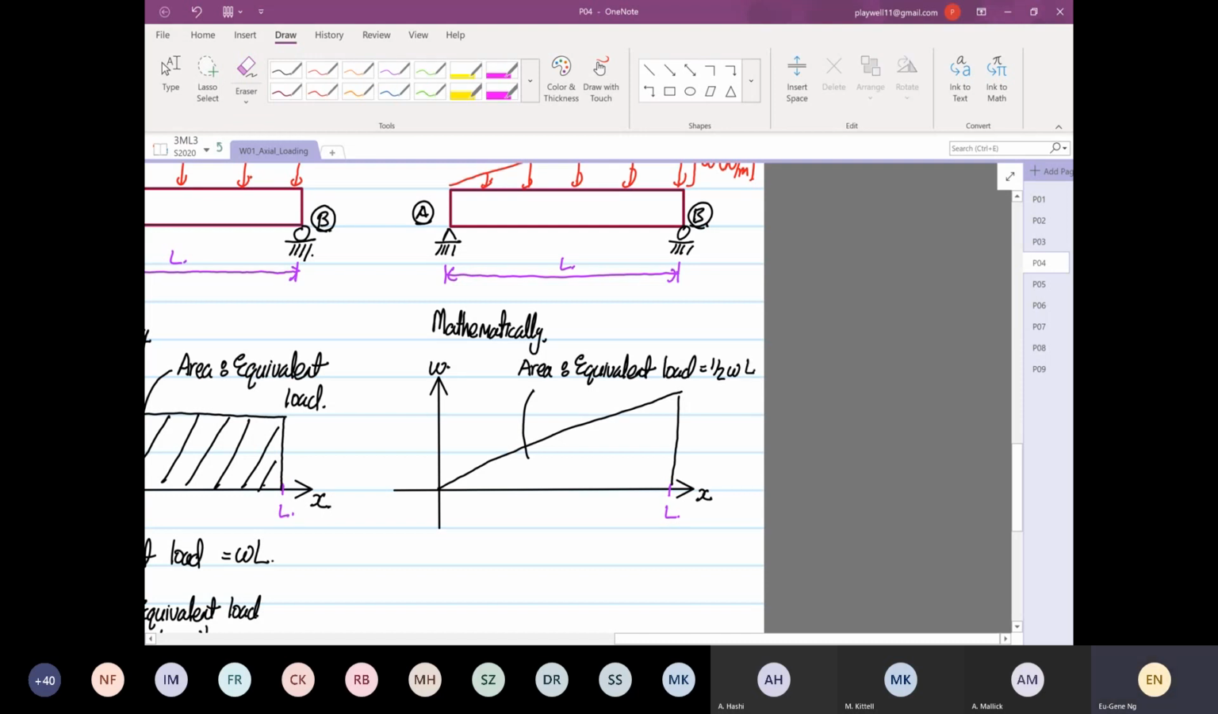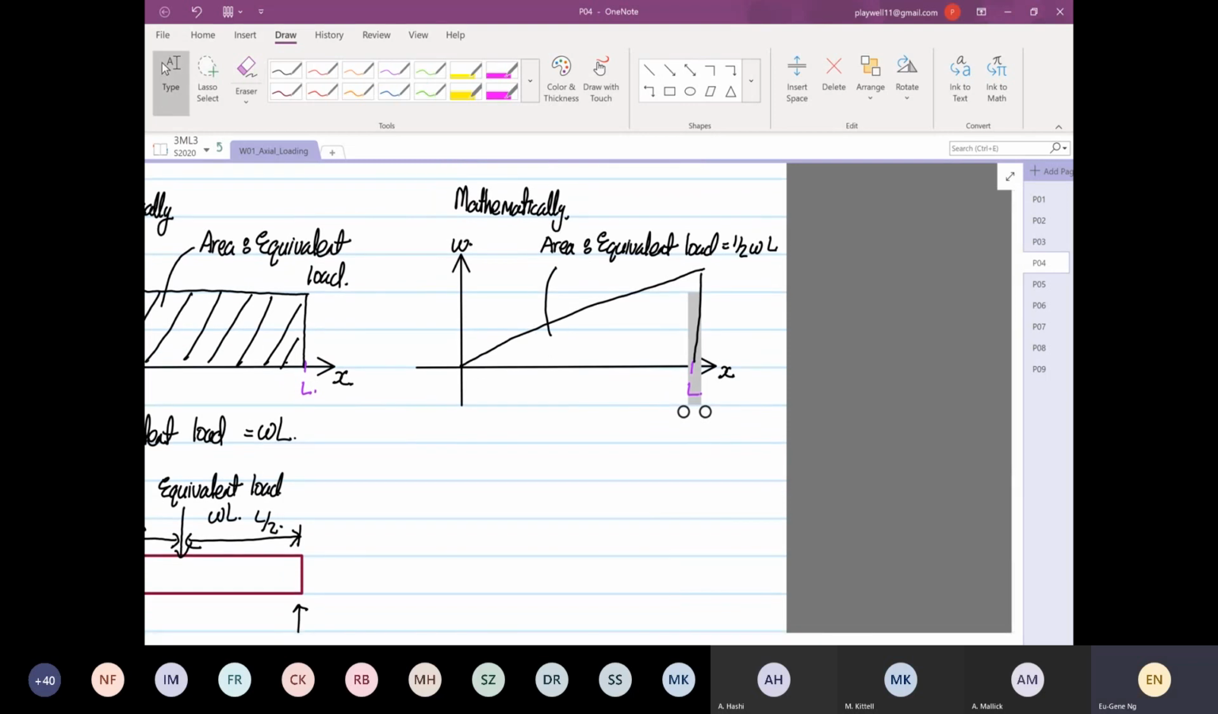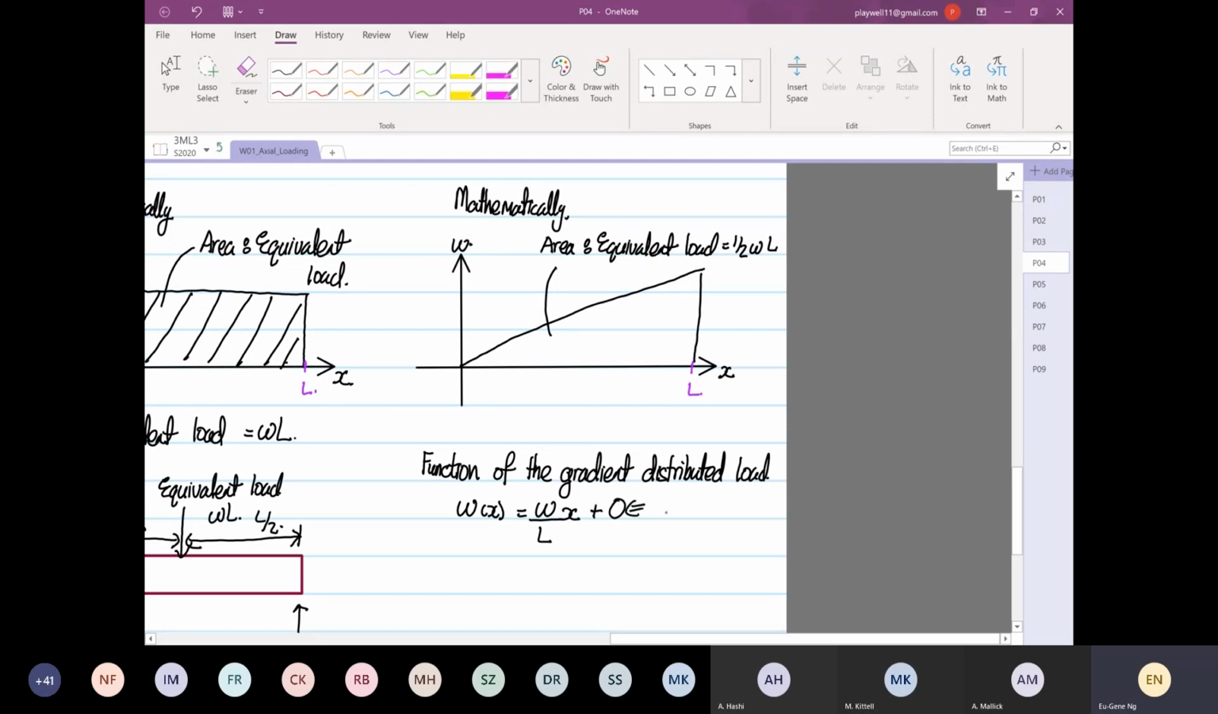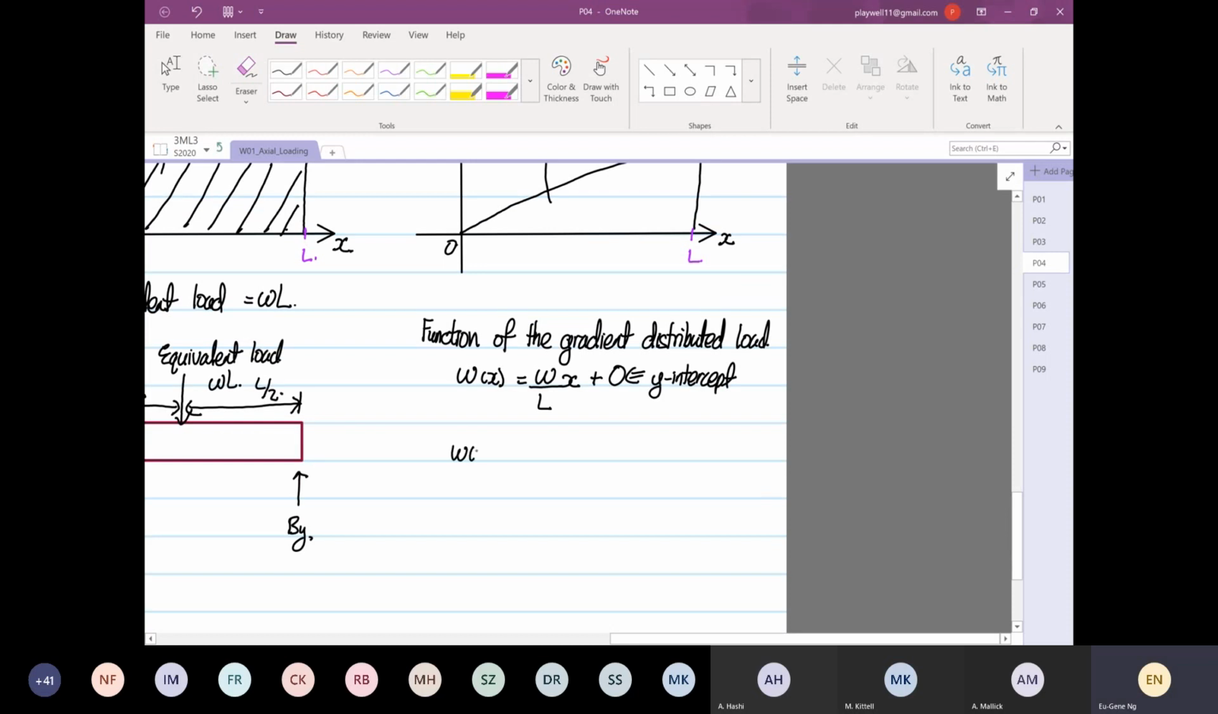So mathematically, the function of the gradient distributed load is equal to omega as a function of x, and the gradient is equal to the change in y over the change in x multiplied by x plus the y-intercept, because the y-intercept for this case is equal to 0. Okay, so the function omega of x is equal to omega over L times x.